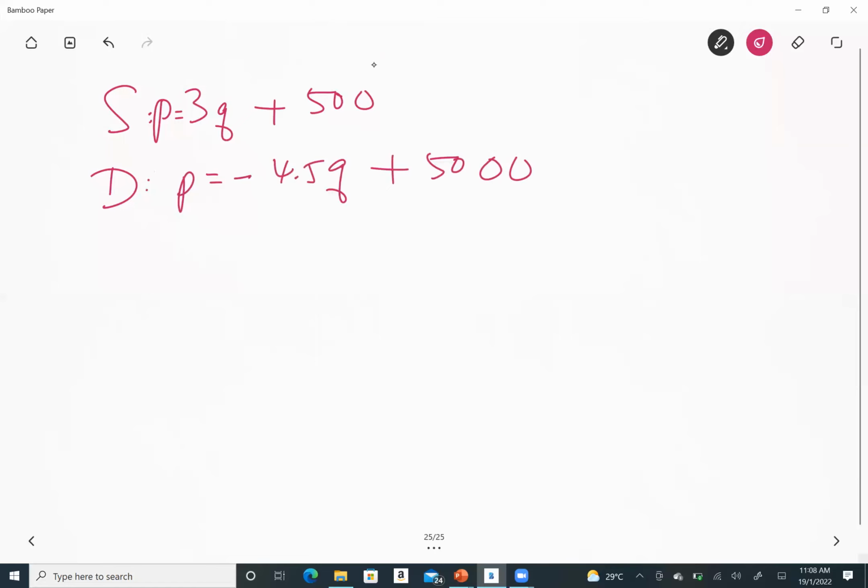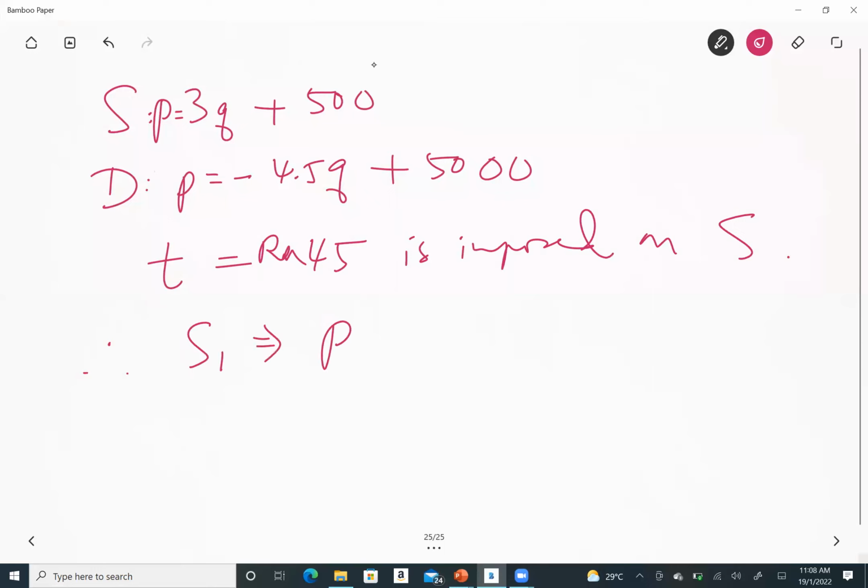Say the tax is RM45, imposed on the supply. Therefore, our supply function will increase by that amount. So our supply function becomes P equal to 3Q plus 500, that is the old supply. Now you have to add the tax, 45.